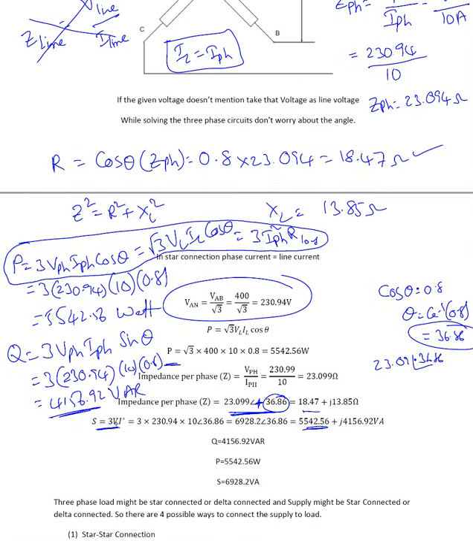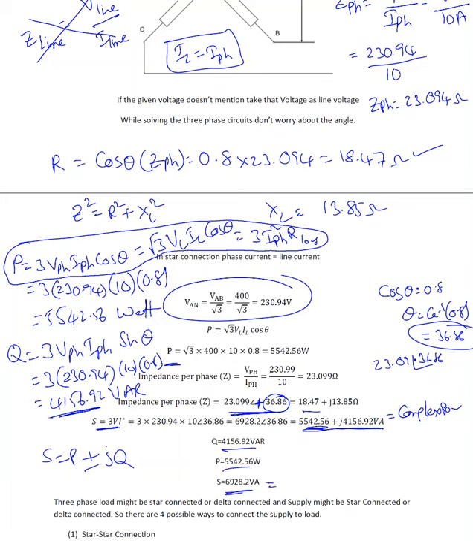S is nothing but 3 times V I conjugate. So once you have that value, this is the S. This is called complex power. Complex power is nothing but S equal to P plus or minus JQ. If it is lagging power factor, it is plus JQ, leading power factor minus JQ. So that's how we'll find P and Q.